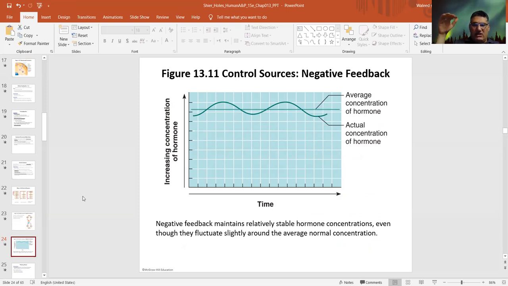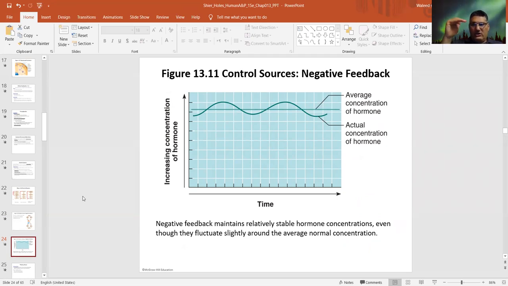Let me tell you something here: under normal circumstances, the level of your hormones is not 100% fixed. It's not 1.2 24/7. If I measure your insulin right now, if I measure your cortisone right now, it's not going to be a fixed number. It's not 1.2.